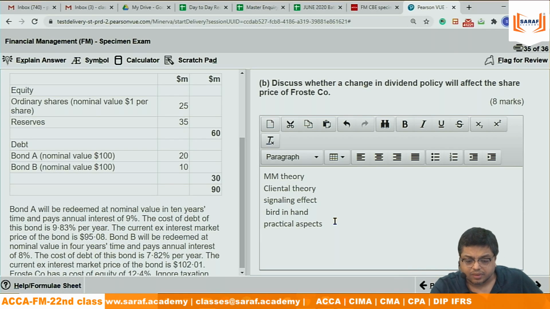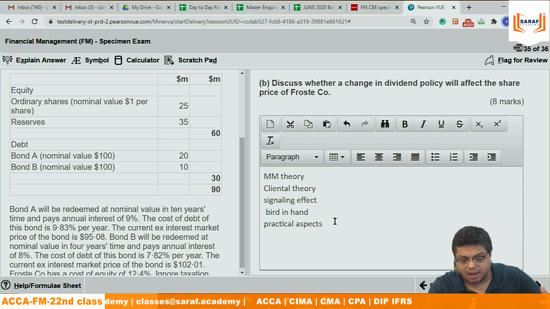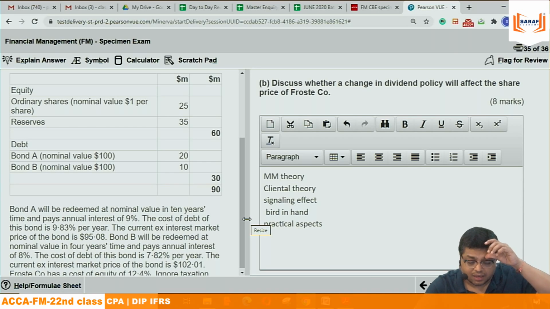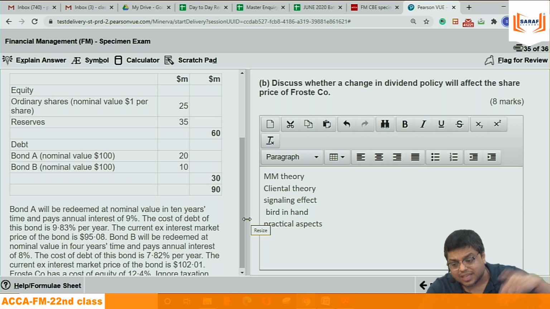Clientele theory. As I said, suppose in a company the shareholders are interested in getting capital appreciation. In some companies, the shareholders are interested in getting dividend. It depends upon taxation also. In India, capital gain is exempt, but dividend is taxable. So depending upon the clientele, the companies would decide, because if the company does not meet the clientele requirement, there will be an effect on the price of the shares.